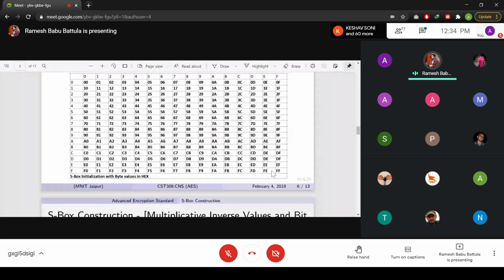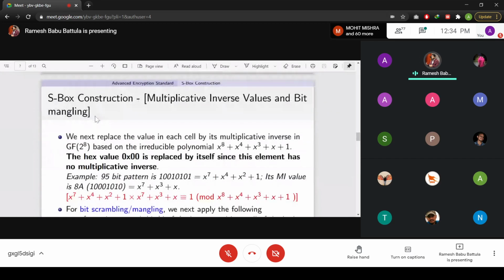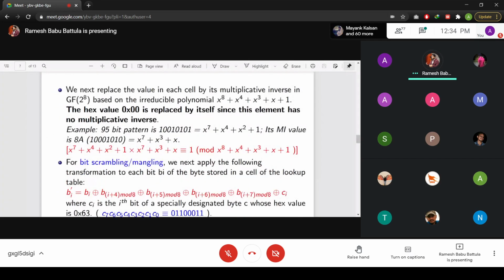Finally FE, FF. Now in the second step in the SBox, what we discussed: we are unable to find a multiplicative inverse value for 0 0, but except that, all the remaining byte information has multiplicative inverse values. So we try to find that multiplicative inverse value, and we are going to replace those values.